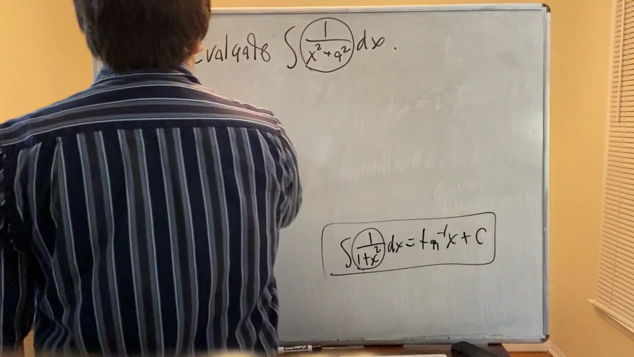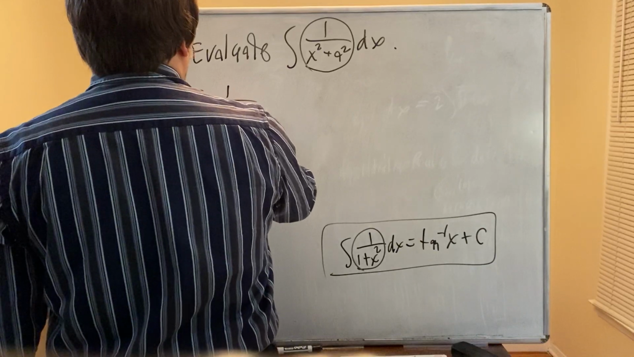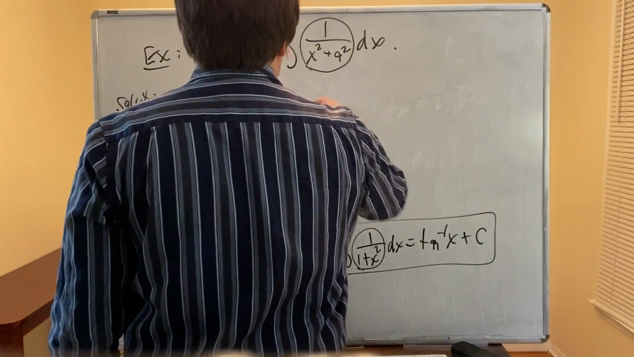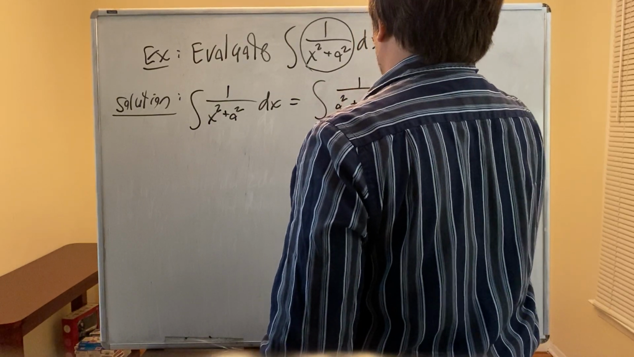And so let's do that. Let's try and find a way to do that. We have the integral of 1 over x squared plus a squared dx. So now I'm just going to switch the x squared and a squared. This is the integral of 1 over a squared plus x squared dx.